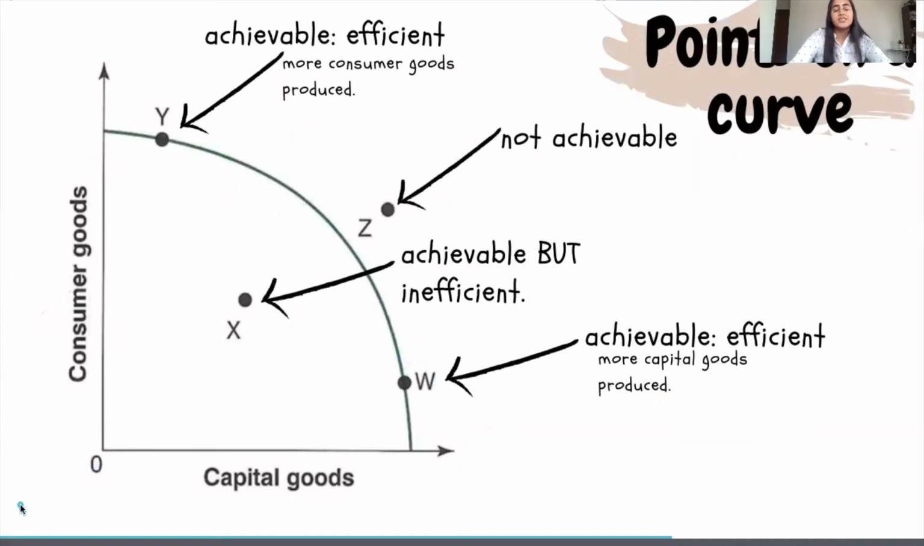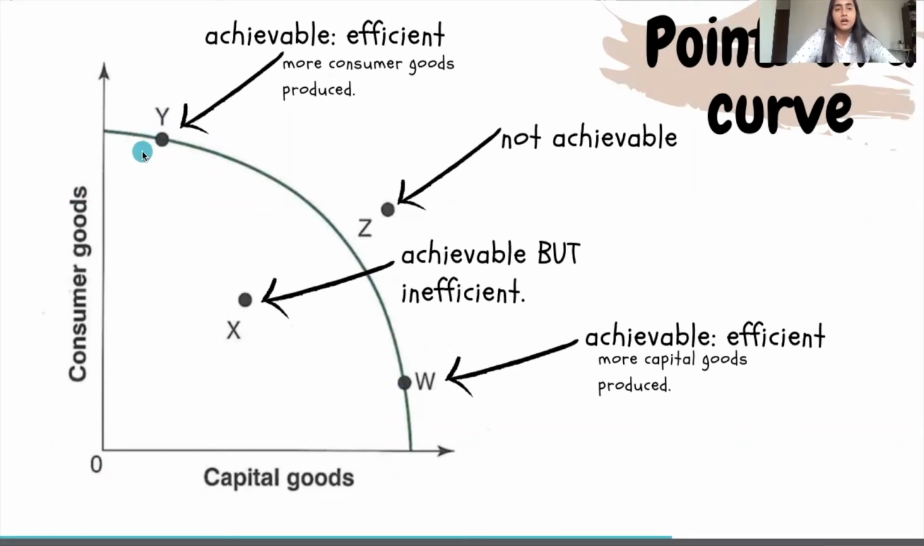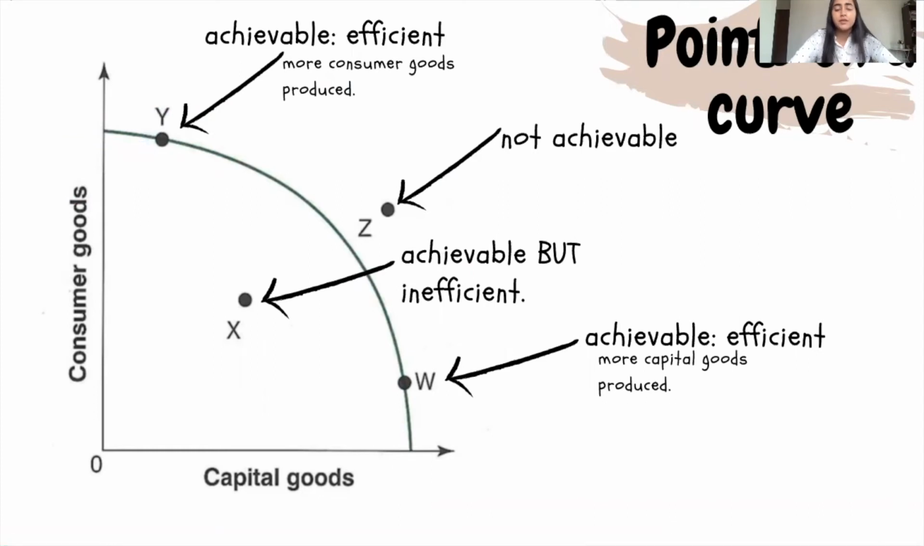So there are different points on a PPC curve which show different things. Any point on the curve is achievable and shows efficiency because you're using all of your resources. So whenever you're on the curve, it shows that you are fully employed, in the sense you're using all the resources available in the economy and are producing a certain level of output. Either it could be Y, W, A, B, C, any single point on the curve shows efficiency, and it is also achievable.